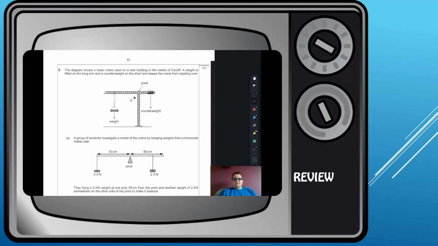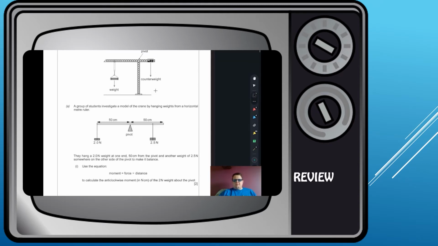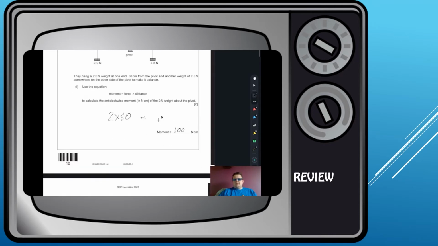We've got question 5. So we've got a new tower crane building in central Cardiff. It's a moments question. They've basically gone, here's a tower crane, and here's a model using moments, and it gives us the equation. It asks us to calculate the anti-clockwise moment of the 2 Newton weight about the pivot in Newton centimeters. So dead easy, this is going to be 2 times 50, which is 100. 1 mark for substitution, 1 mark for putting the right answer in.